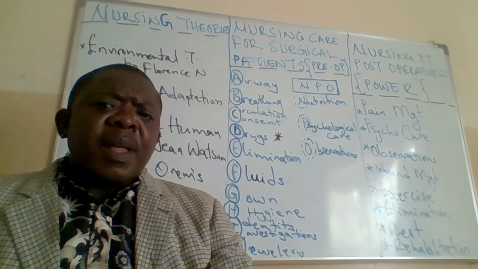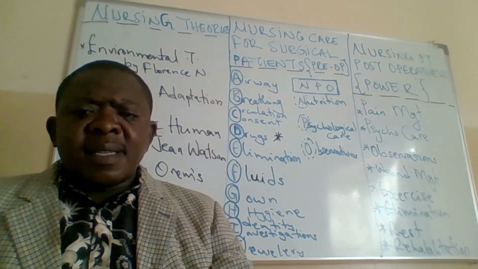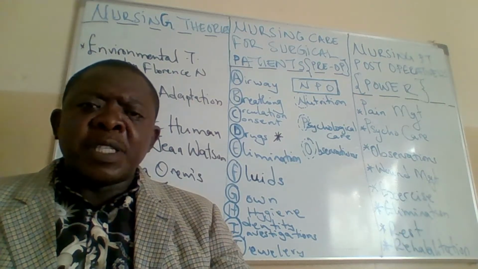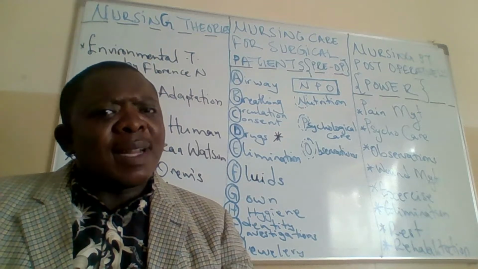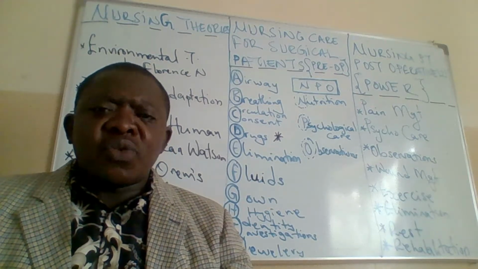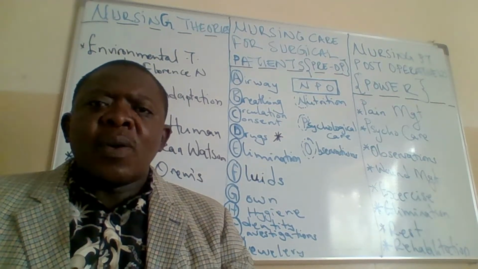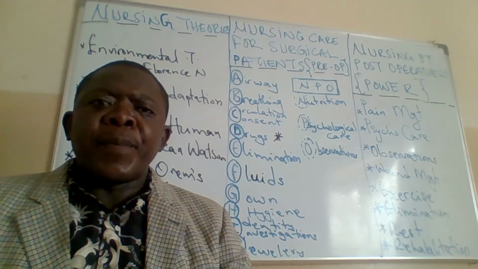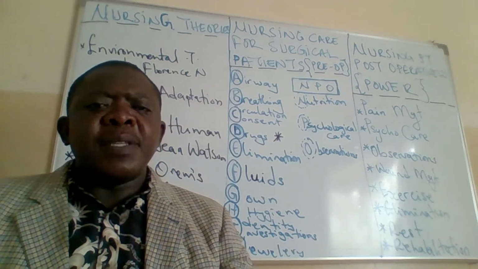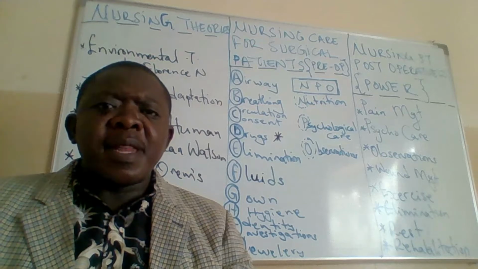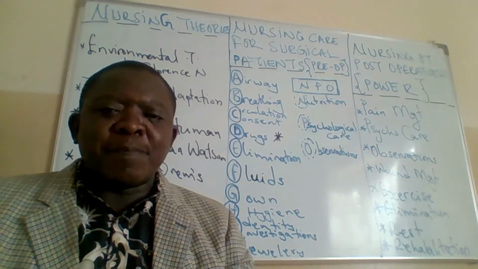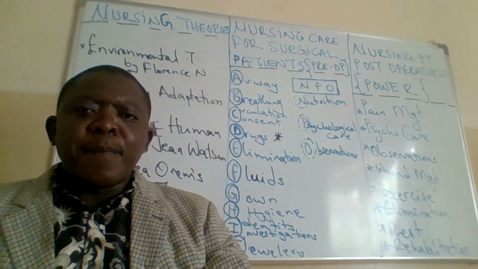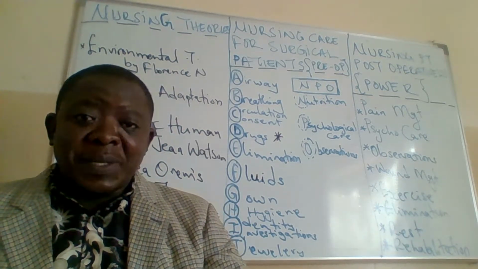All right, then F is for fluids. Here we are saying put up a cannula for administration of drugs during theater or administration of fluids, because the patient may lose a lot of blood and may need either a blood transfusion or just fluids, plasma expanders, to help balance the electrolytes within their body.